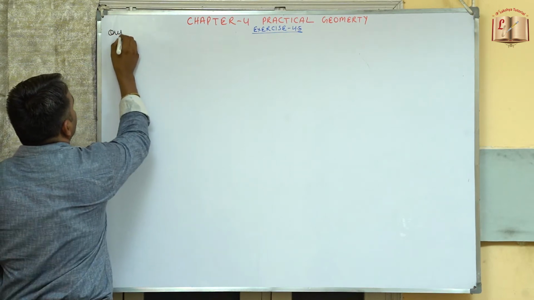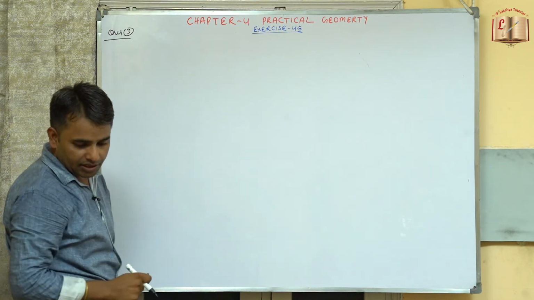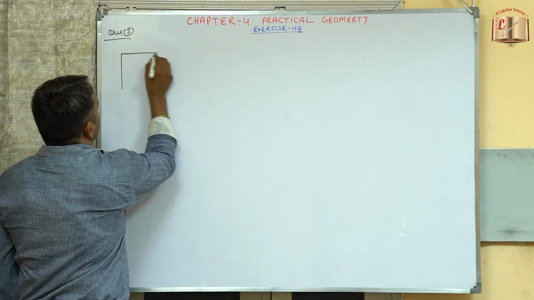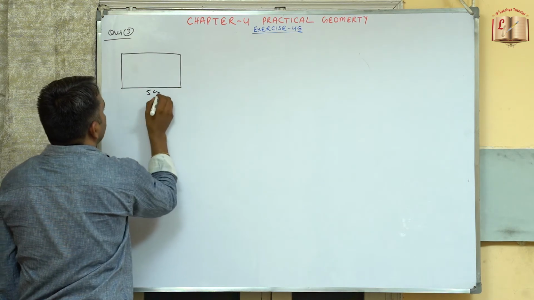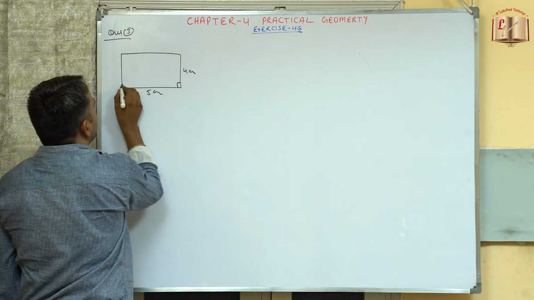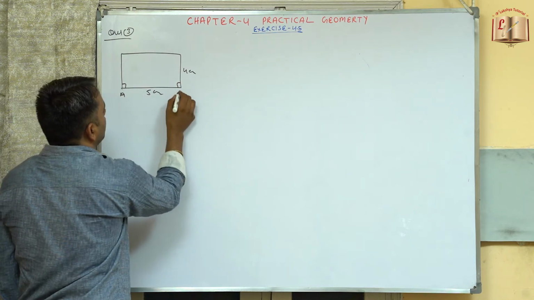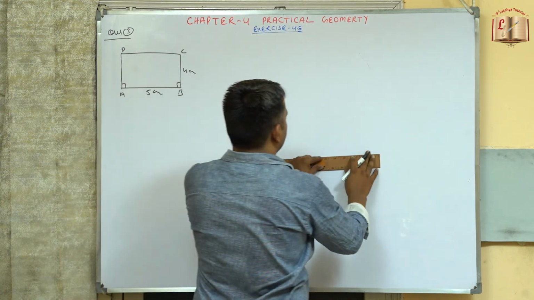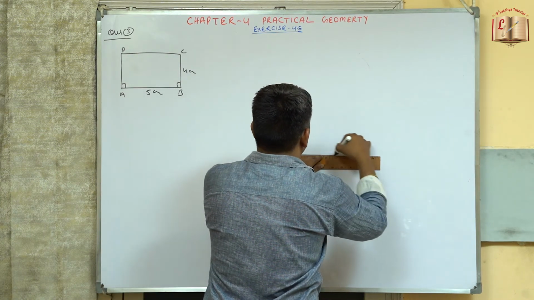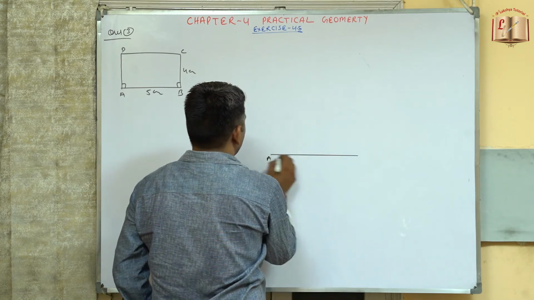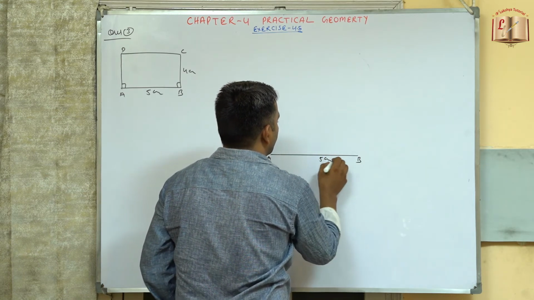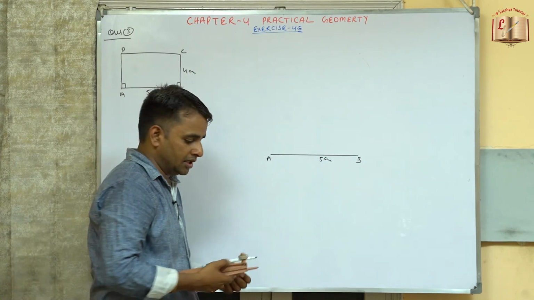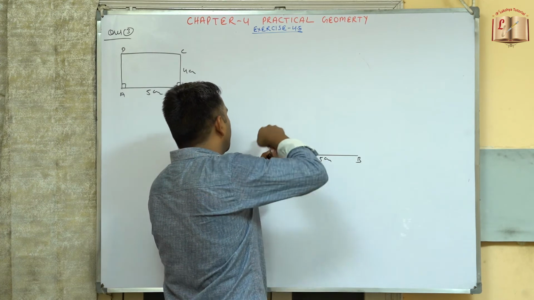Now coming to question number 3, we need to construct a rectangle whose adjacent sides are 5 centimeter and 4 centimeter. So this is 5 centimeter, this is 4 centimeter, and in case of rectangle all the angles are equal, they are of 90 degree. So with this detail we will proceed now. Suppose we draw a side of length 5 centimeter. So this is now A, B, 5 centimeter, and from this A and B point we will draw an angle of 90 degree now.